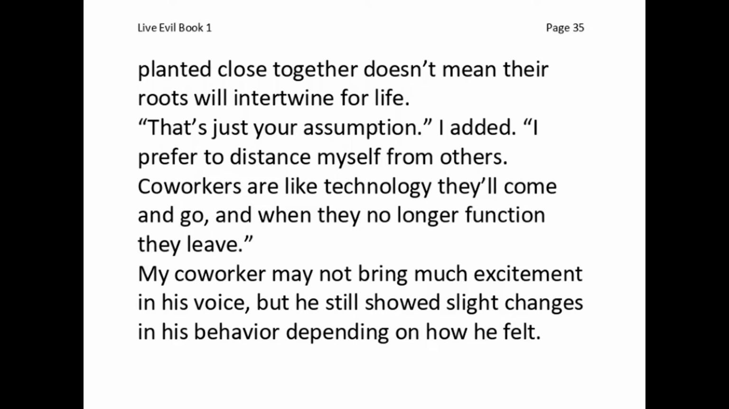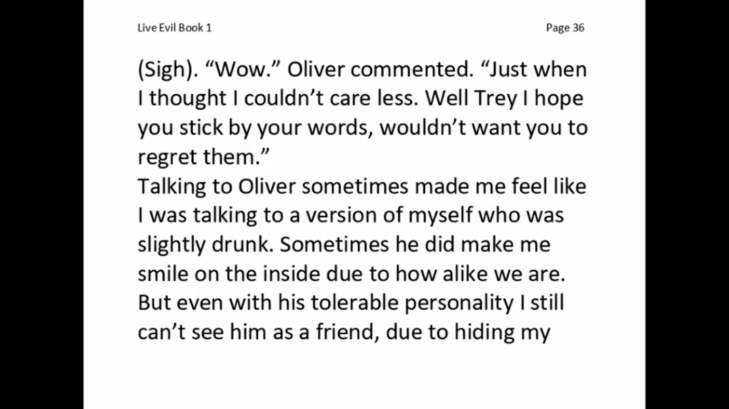Wow, Oliver commented. Just when I thought I couldn't care less. Well, Trey, I hope you stick by your words. Wouldn't want you to regret them.